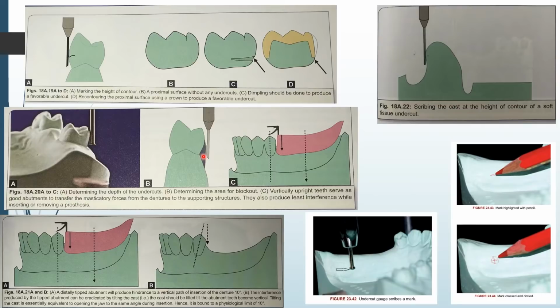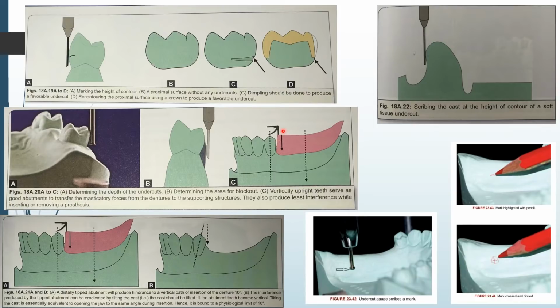The next one is determining the parallelism of the abutment teeth. The parallelism of abutment teeth to one another should be determined. The path of insertion of the RPD is usually parallel to the long axis of the abutment teeth. So this is the path of insertion. Basically it is parallel to the long axis of the abutment teeth. The parallelism is essential for easy insertion and removal of the prosthesis.